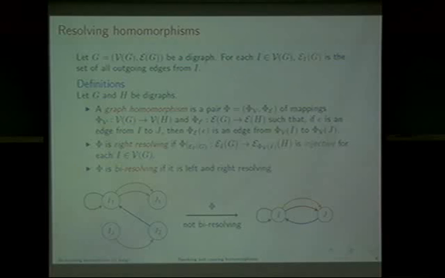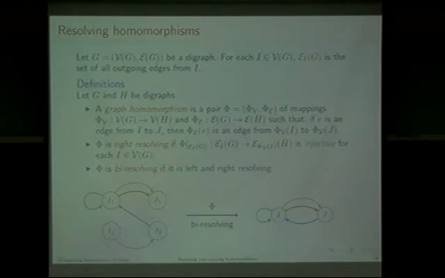But this is not a bi-resolving homomorphism. Consider this vertex I1 and its image I. It has two outgoing edges whose labels are the same as this edge. So it is not a bi-resolving homomorphism. However, if we change the label of the one edge from I1 to J1, then this is right resolving and it is left resolving. So it is a bi-resolving homomorphism.